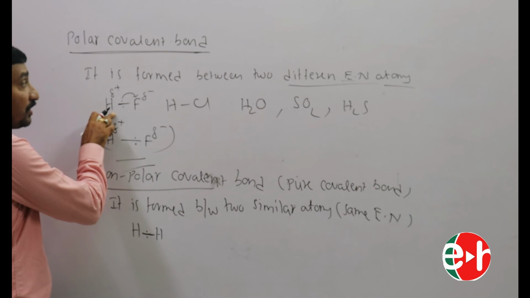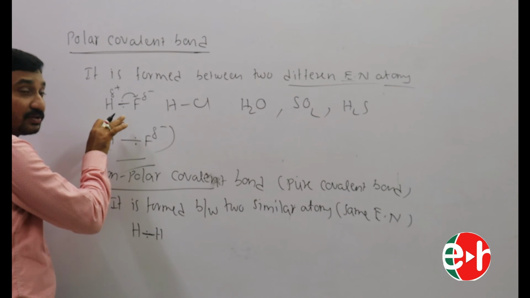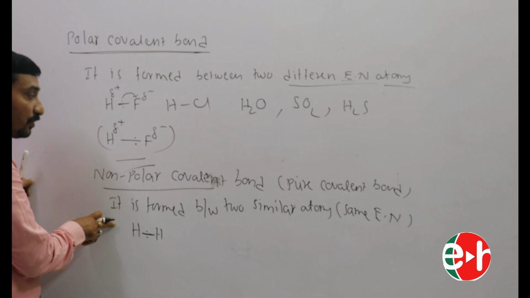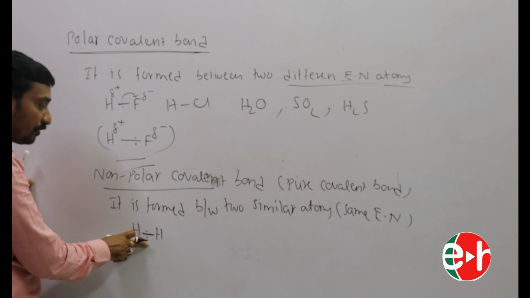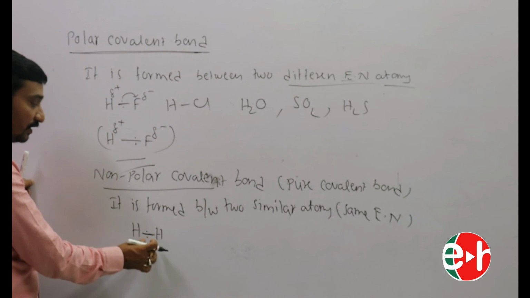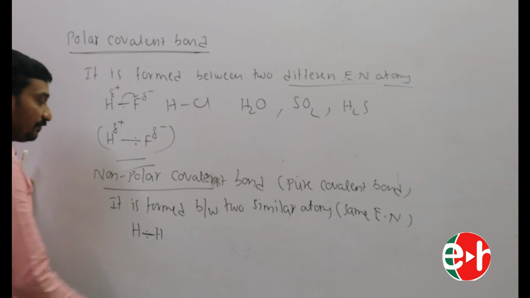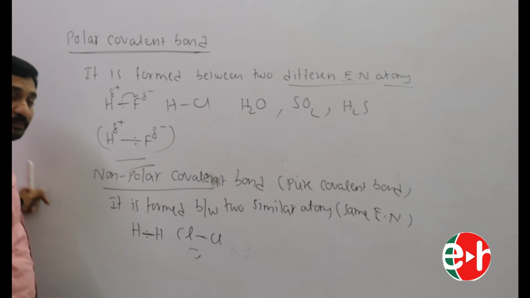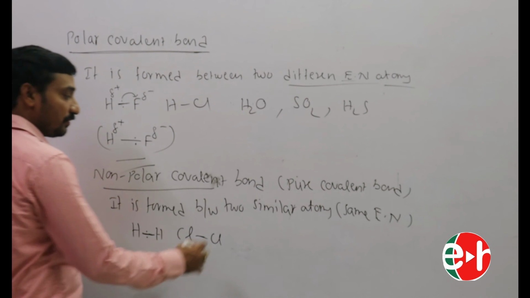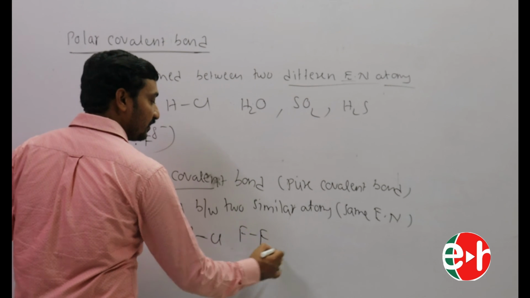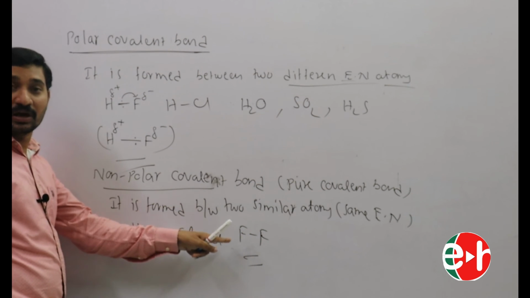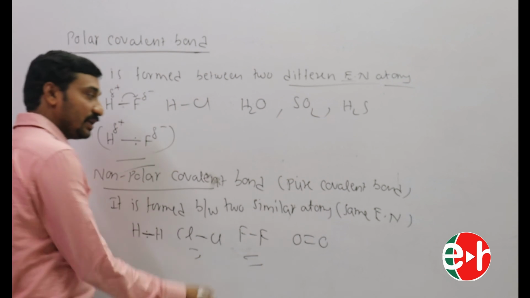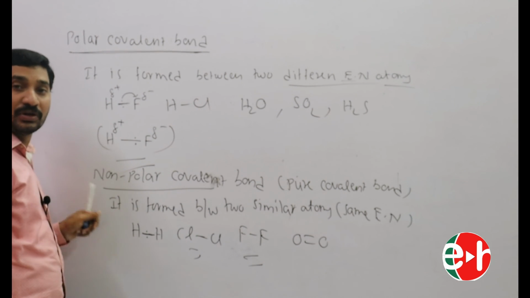But in polar covalent bonds, the bond pair of electrons is nearer to the more electronegative atom. In a non-polar or pure covalent bond, the bond pair of electrons is exactly at the center between the two atoms. Now examples: Cl bond Cl, this is also a pure covalent bond. Next F2, F bond F, also non-polar. O double bond O, also a pure covalent bond.